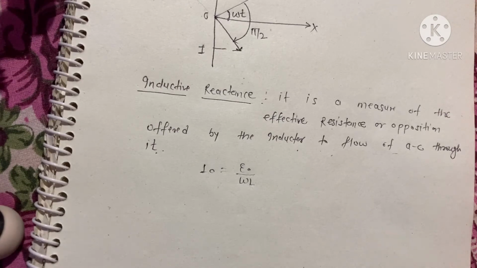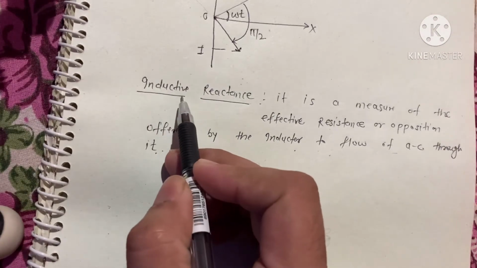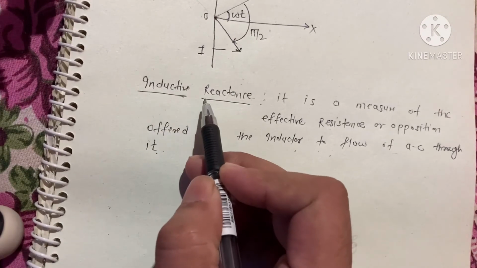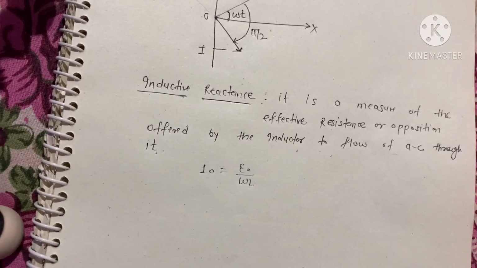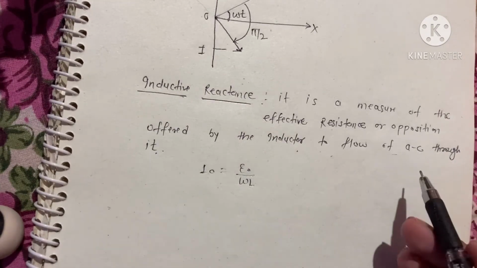The same thing is happening in the case of AC also. Even an inductor opposes the current in case of AC. Therefore a different name: inductive is taken from inductor, and reactance means opposition. So inductive reactance is a measure of the effective resistance or opposition offered by the inductor to the flow of AC through it.